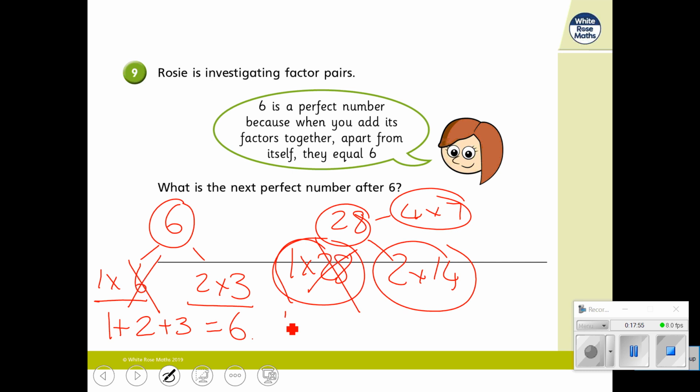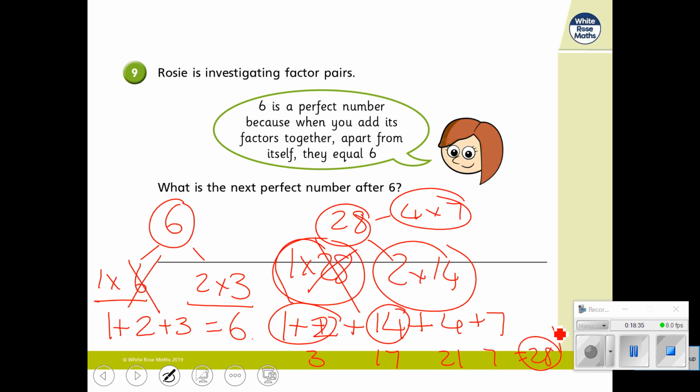It's gone. And I've got 1, add 2, add 14, add 4, add 7. So 1 add 2 makes 3. And then 14 add 3 is 17. Then 17 add 4 is 21. And then 21 add 7 is 28. Wow, it works. That's a perfect number.